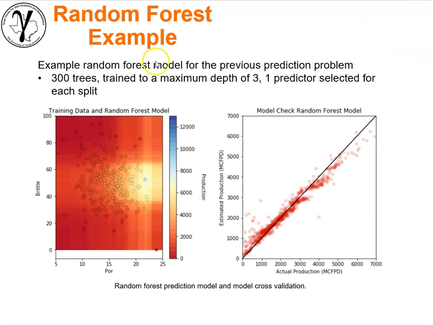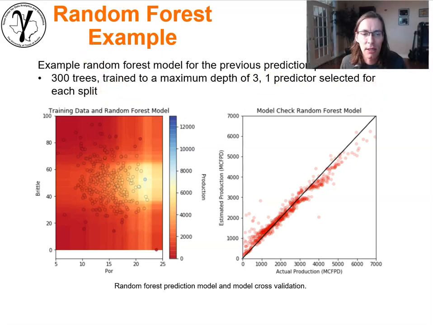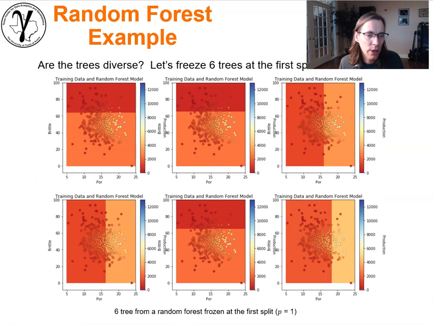This is an example of random forest. The previous prediction problem, 300 trees trained to a maximum depth of 3. 1 predictor selected for each split. So we said, nope, you can only pick from 1 predictor feature every split. That way the tree couldn't be always porosity up front. It'd be changing back and forth between the features. Okay, now, did we actually get tree diversity?